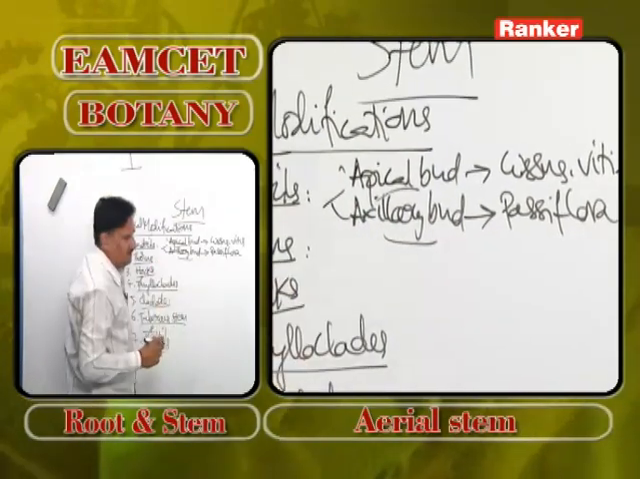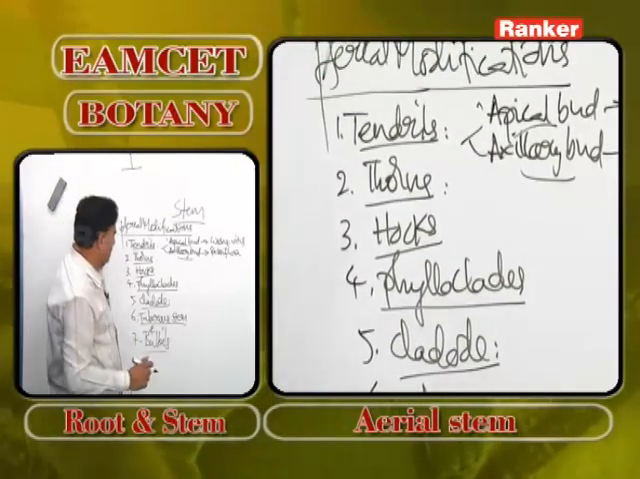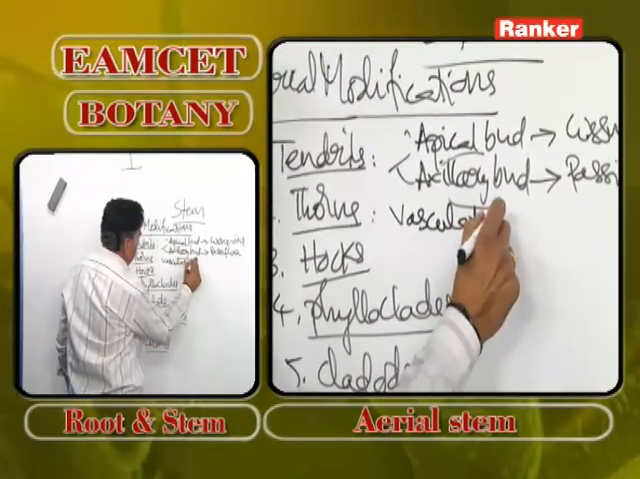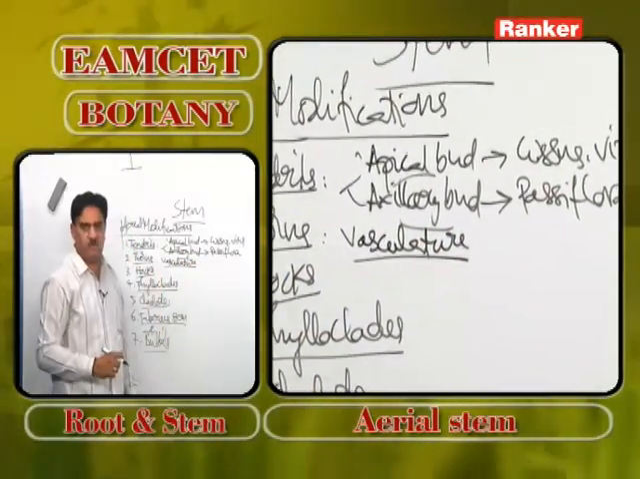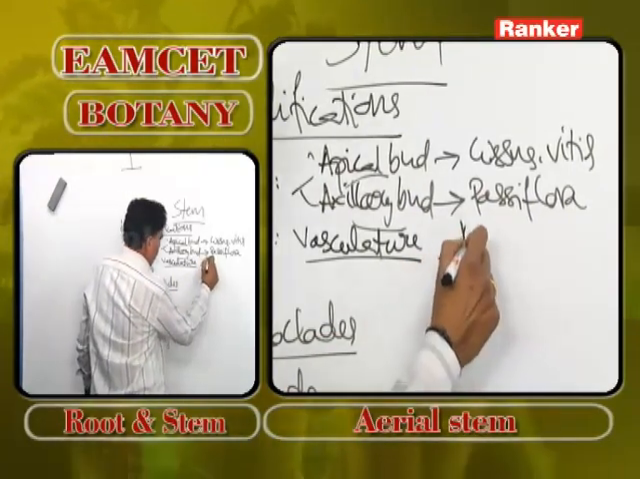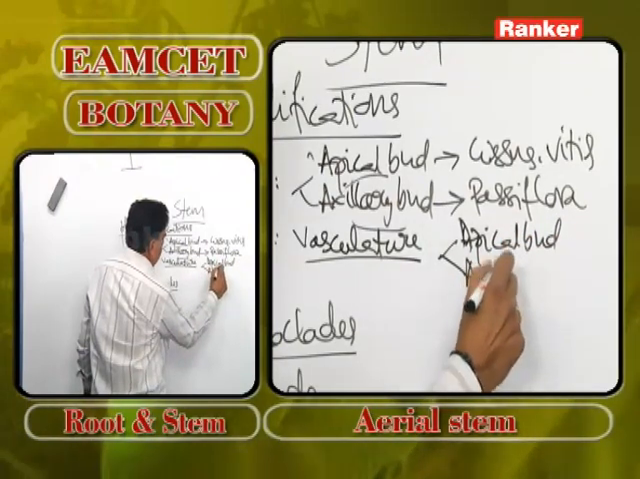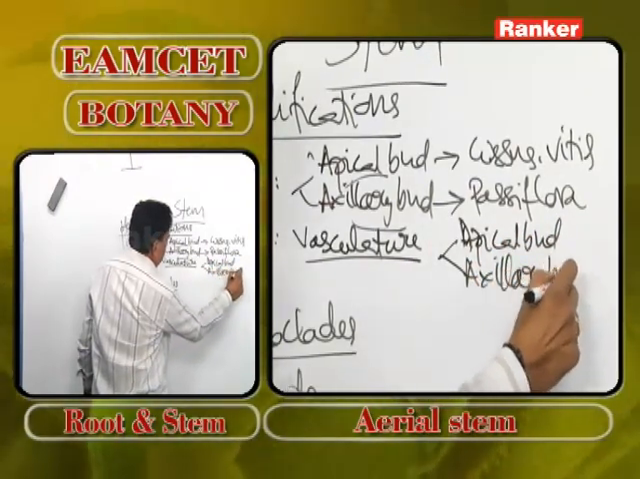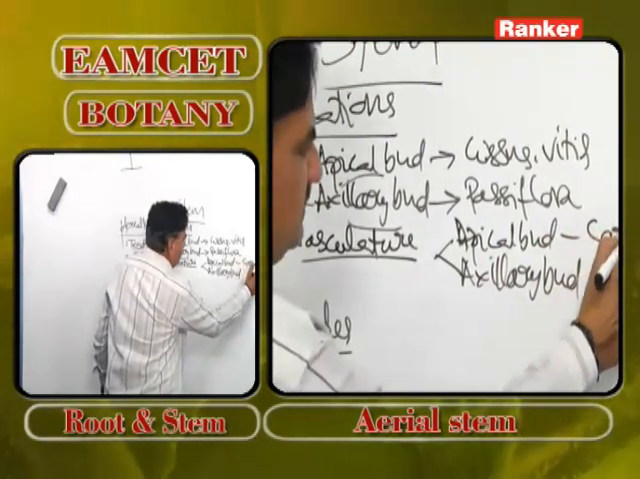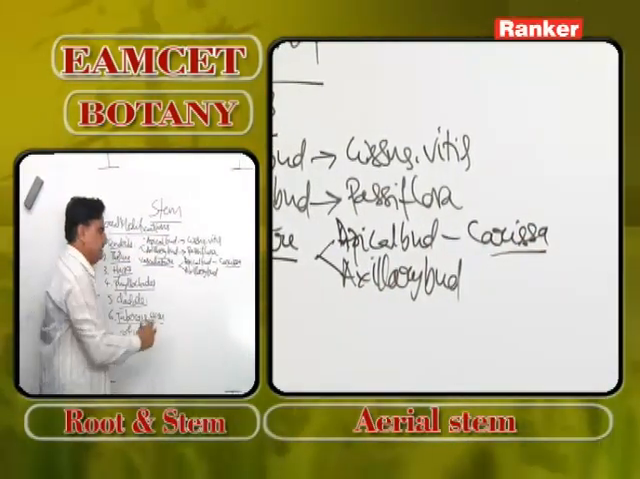Coming to the thorns. Hard, pointed structures that provide protection in the stem modifications are called thorns. The speciality of thorns is that they possess vasculature, that means vascular bundles are found even in thorns. Thorn is said to be a stem modification whenever it comes from apical bud or axillary bud. Apical bud becomes a pair of thorns in Carissa.